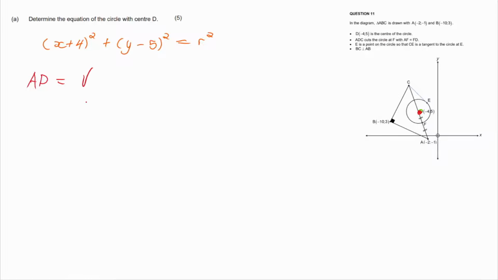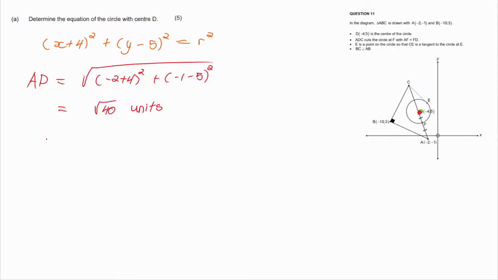Okay, so AD is going to be equal to the square root of (-2 + 4) squared plus (-1 - 5) squared. So this is going to be 2 squared, which is 4, and this is 6 squared, which is 36, so it's square root 40 units. So AD is equal to square root 40 units.